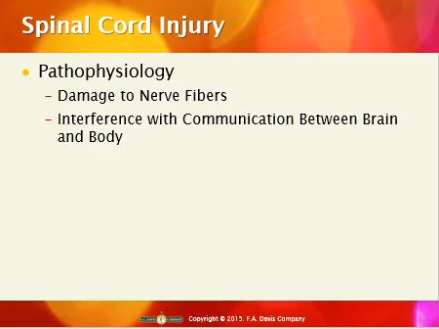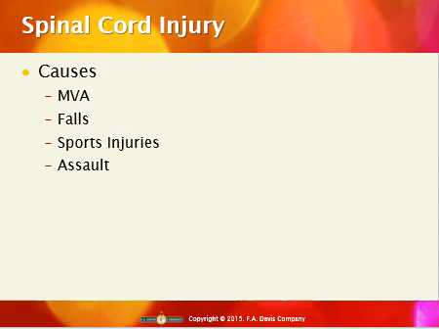Damage may be caused by bruising, tearing, cutting, edema, or bleeding into the cord, caused by external forces or bone fragments. Spinal cord injuries can be caused by MVAs, falls, sports injuries, or an assault. Causes are similar to those with traumatic brain injury. It is not common for these to occur together.